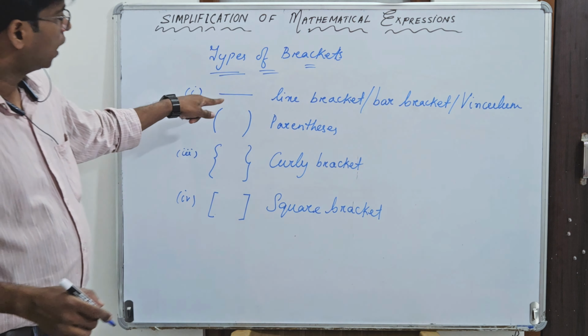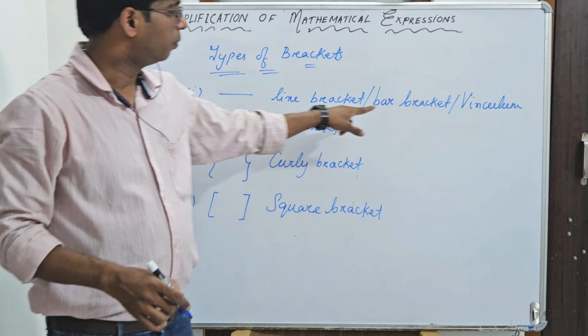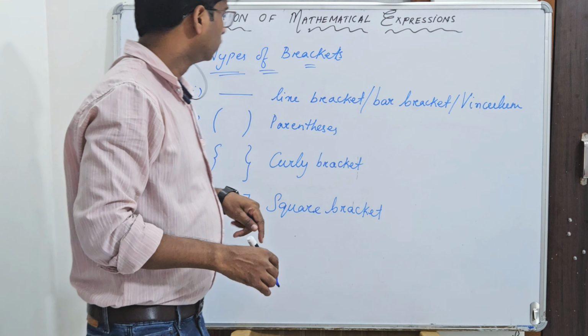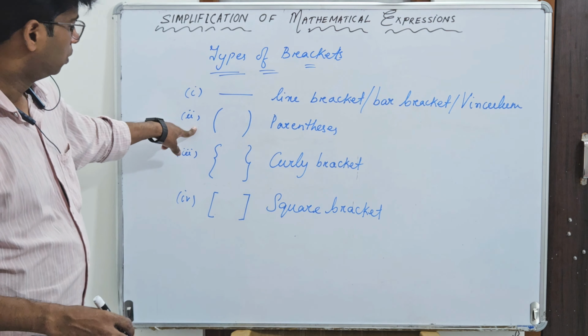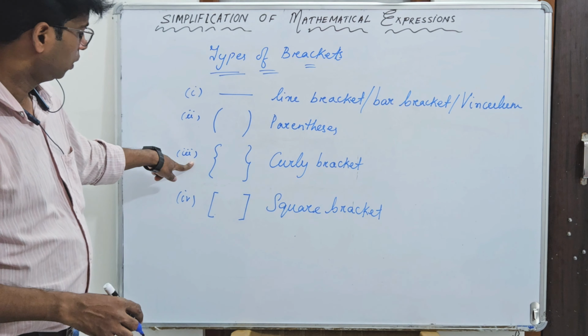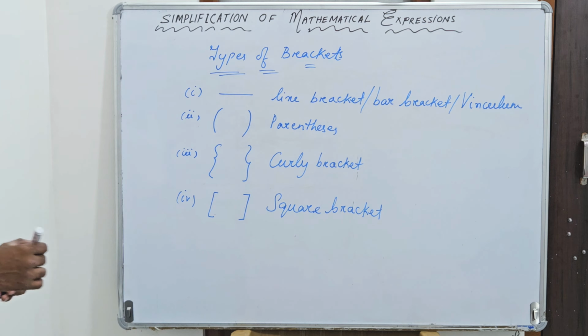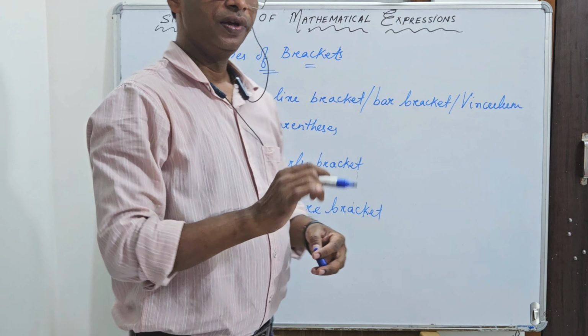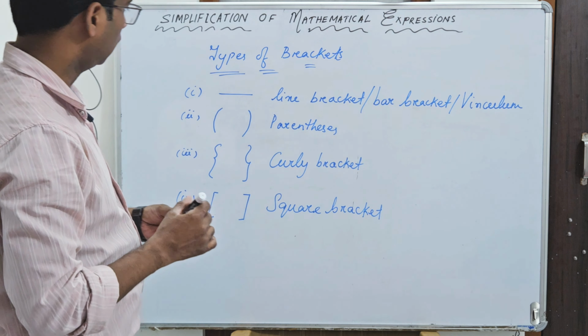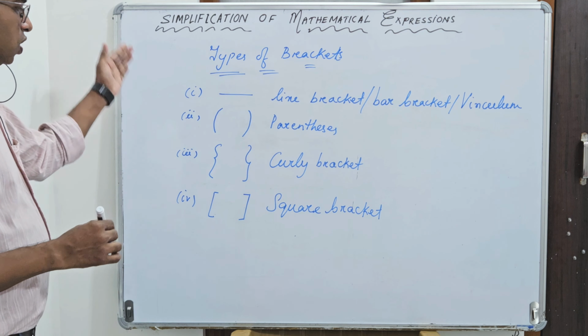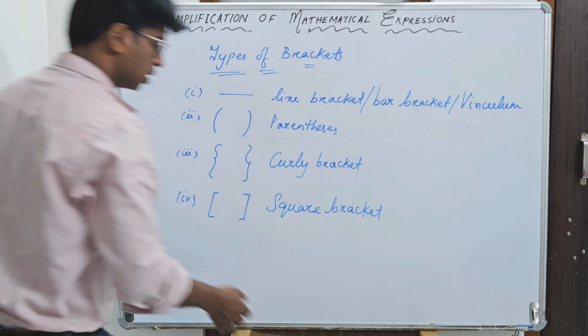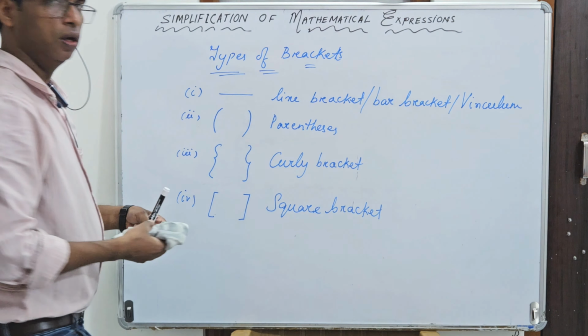So first one is your line bracket, or we can say the bar bracket or vinculum, and here it is the parenthesis, then here is the curly bracket, then here it is the square bracket. So there are 4 types of brackets used in the simplification of mathematical expression. So let us go for the use of these 4 types of brackets. We'll be discussing a few examples, then you can know.